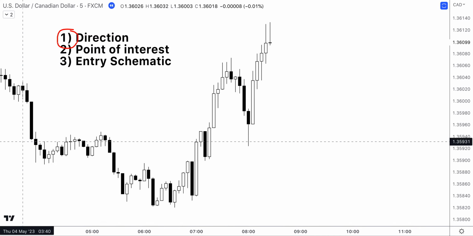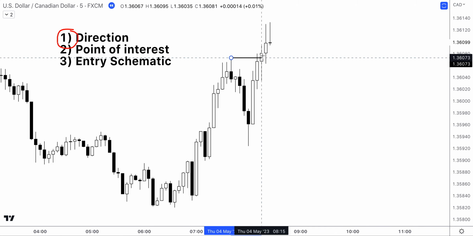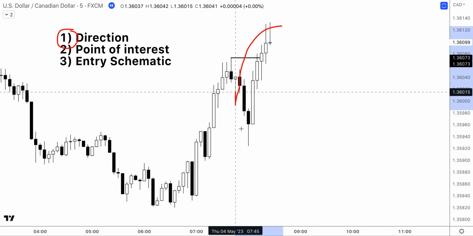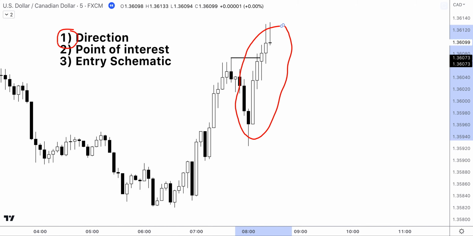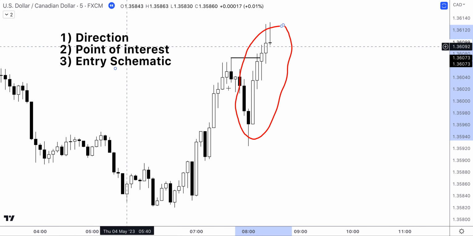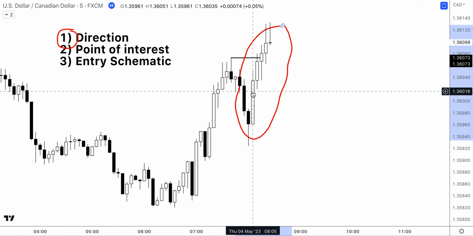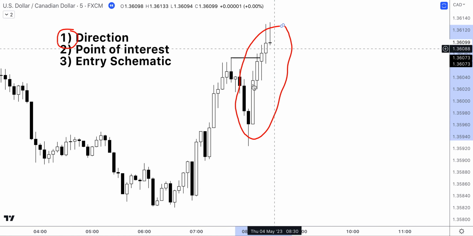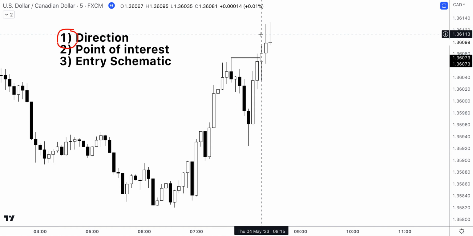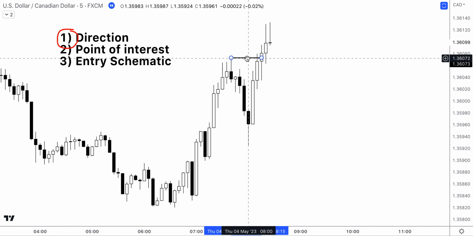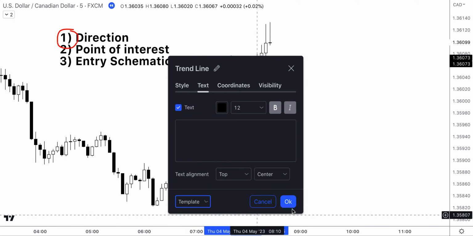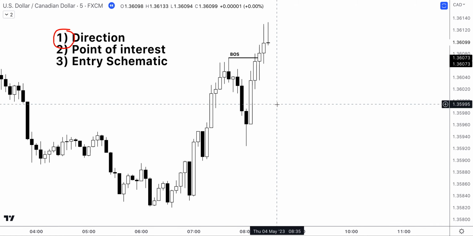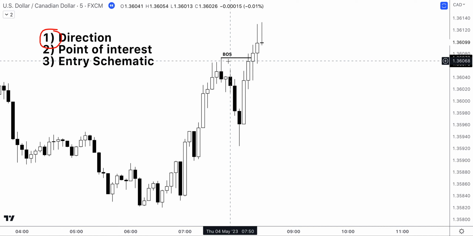Clearly we've had a strong break to the upside. The reason this is strong is because if you look at these candles here, we've had 5 consecutive candles in a row showing bullish momentum. These are all bullish candles. There's no bearish momentum within this move. So we've broken strongly to the upside. We can mark this on as a BOS to the upside, a break of structure.